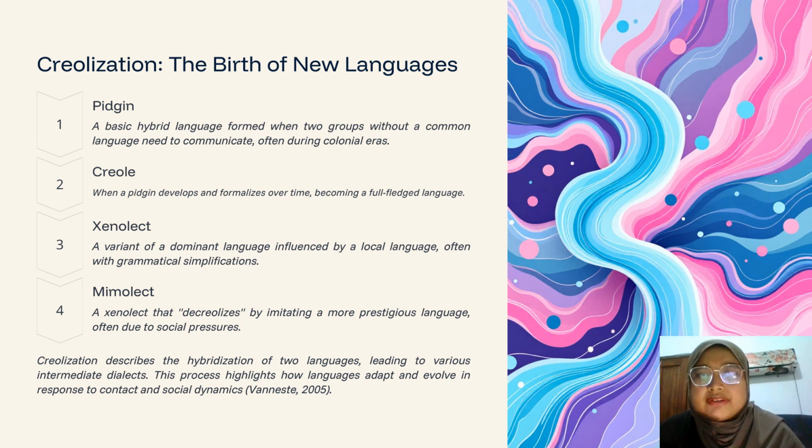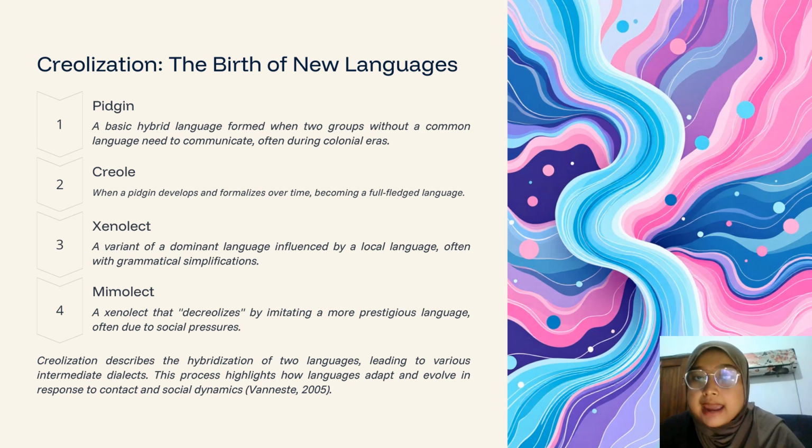Over time, if a pidgin is regularly used and passed down through generations, it can develop and formalize into a complete, full-fledged language known as a creole. A related concept is a xenolect, which is a variant of a dominant language that has been influenced by a local language, often showing grammatical simplification.